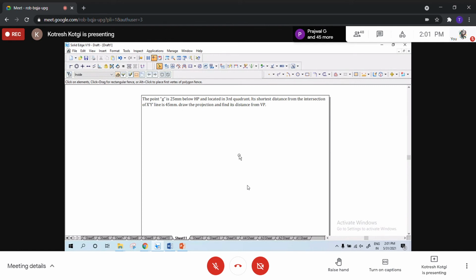Okay, how to solve this? That I just now explained: if the problem is given in the reverse way, how to solve it? Now they have mentioned in the problem itself that it is in the third quadrant.